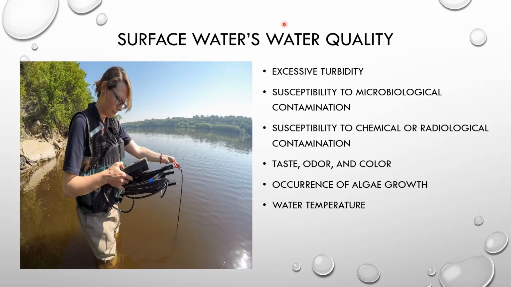So, surface waters, water quality. Typically, you're going to find that you have excessive turbidity. It is obviously susceptible to microbiological contamination, susceptible to chemical or radiological contamination. Most rocks and soils have radon or some kind of radiological contamination that they put out. Just FYI. Obviously, you're going to have taste and odor and color issues, and then like I said, another contamination is the occurrence of algae growth, and then the water temperature itself is going to fluctuate quite heavily.